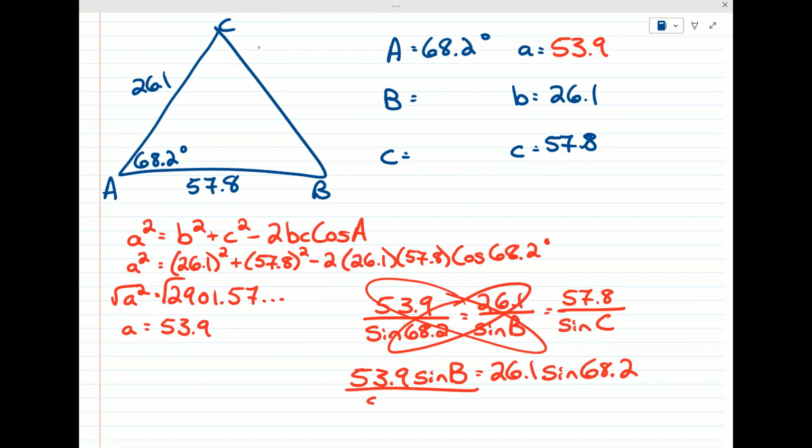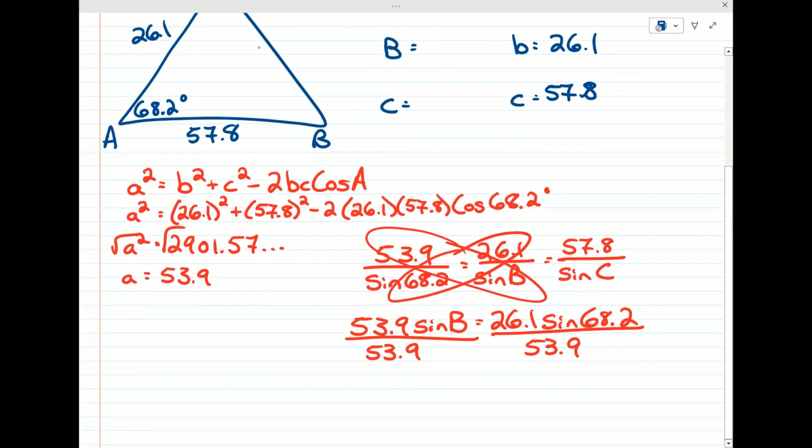And then if we divide by 53.9, we get sine of B is equal to, it's going to be a really ugly decimal. So you want to make sure that you could type this in. 26.1 times the sine of 68.2, close the parentheses, divide by 53.9, and I'm getting 0.4496. And we don't want to round.